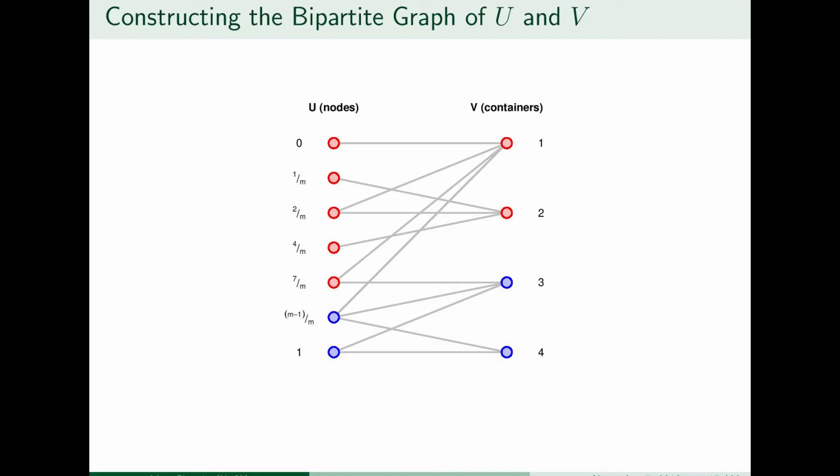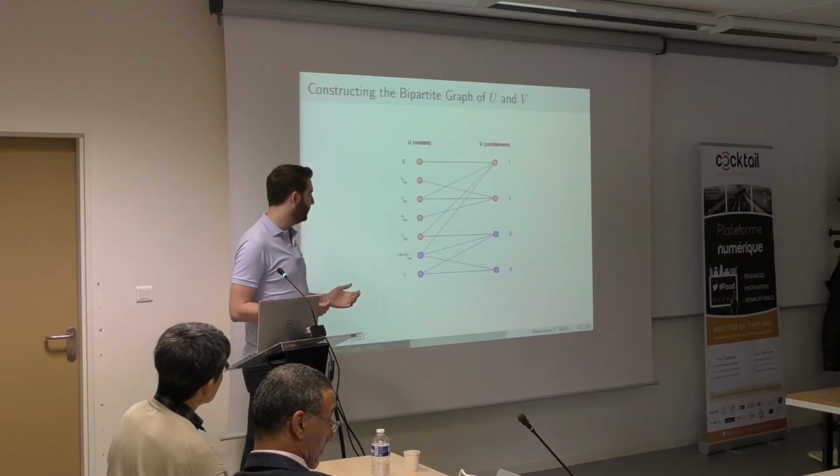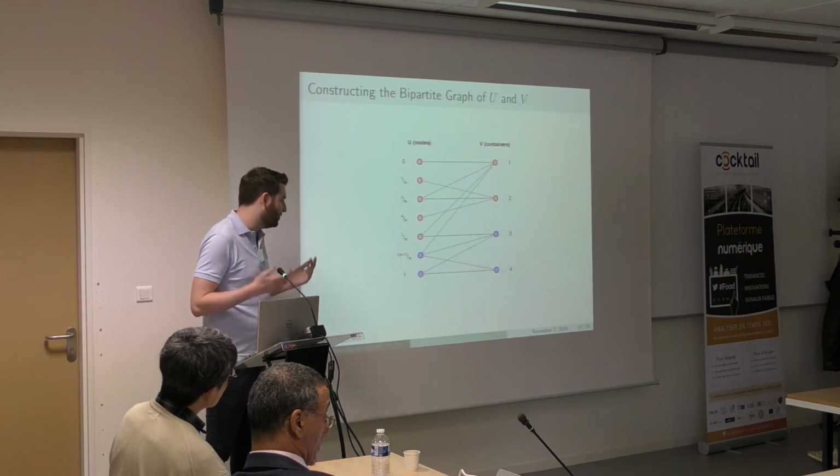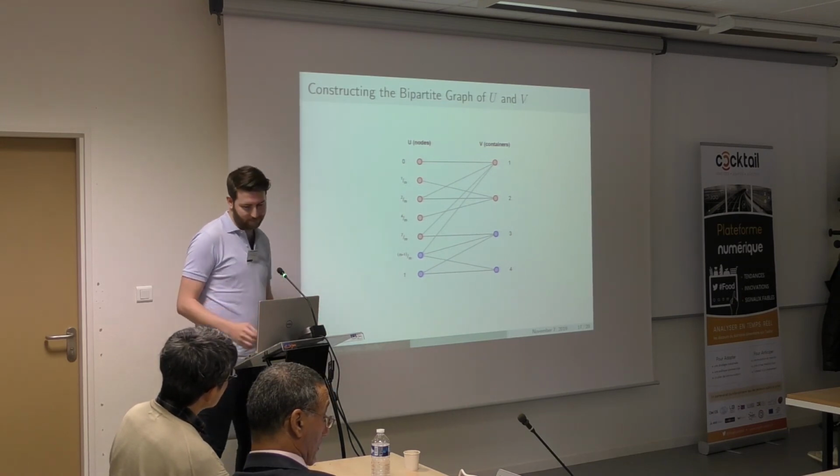So, a bipartite graph, you can see we've got our nodes that fill up our containers, but we have obviously lost some. So we've got a 0 node, a 1 on M node, a 2 on M node. 3 on M hasn't been sampled anywhere, so we jump straight to 4 on M. There's a whole bunch of other missing nodes in our ensemble, but that's not the end of the world. What we've got should be good enough.